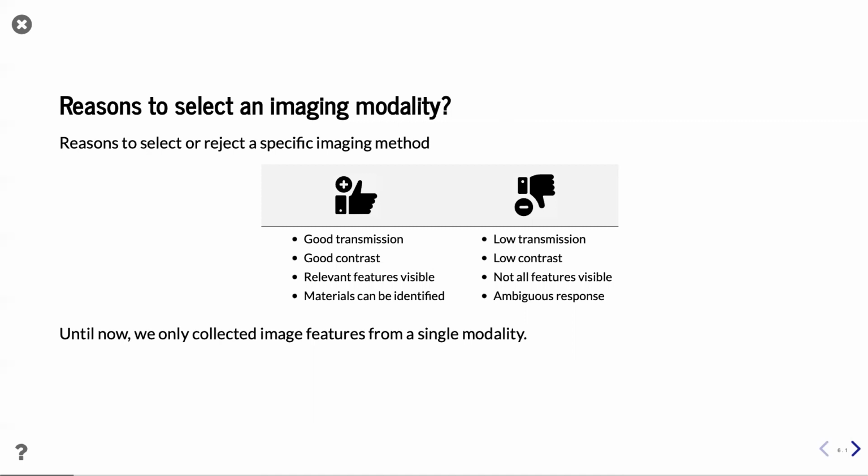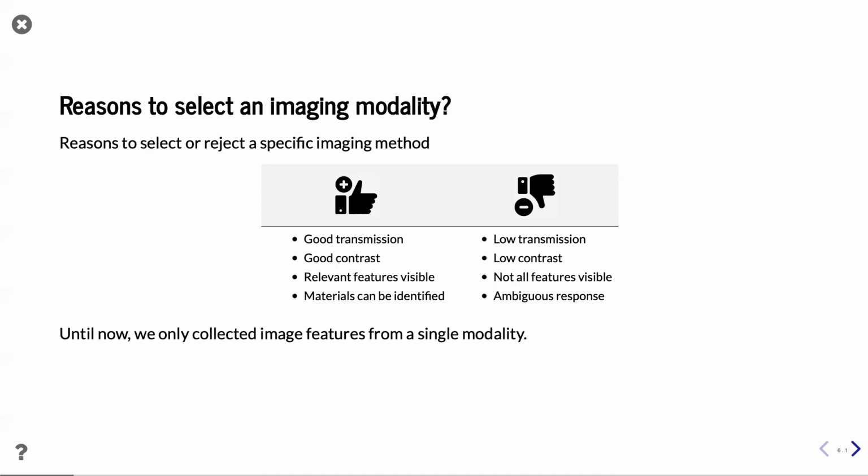A reason to reject a modality would be that we have too low transmission. Maybe you even starve your detector so that nothing comes through. It can also be that you have very low contrast. In medical imaging, for example, it is very difficult to distinguish between different types of tissue. For example, between fat and some organs, it's very difficult to find the differences.